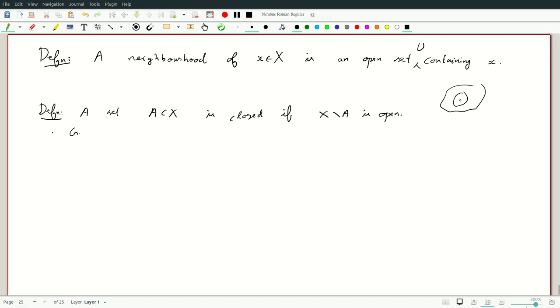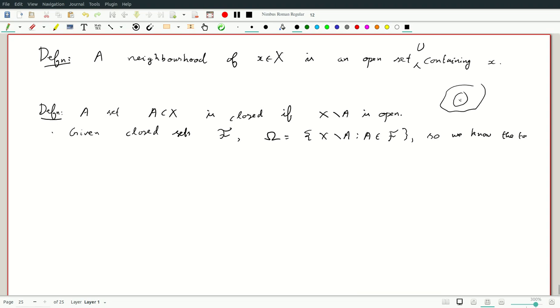Okay, so given closed sets, let's call the set of closed sets F. Omega is simply X minus A, for A in F. So we know the topology.